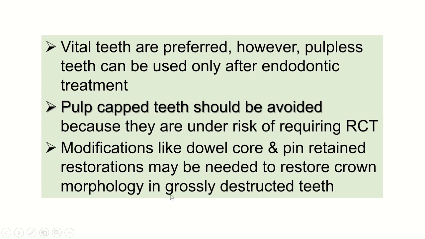In case that we have a grossly destructed teeth, here we can use other means like pin or dowel and core if they are endodontically treated restorations to restore the crown morphology, and we can later on do the preparation, and in these conditions we can include such abutment in the design of the fixed partial denture.